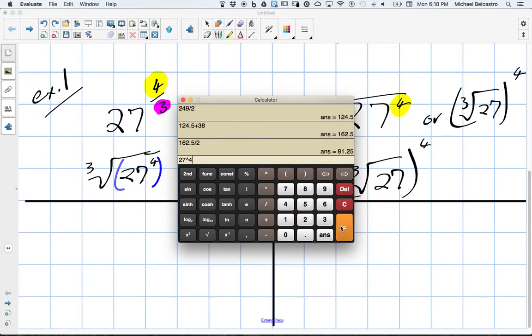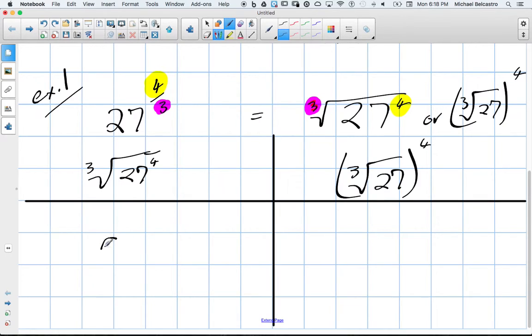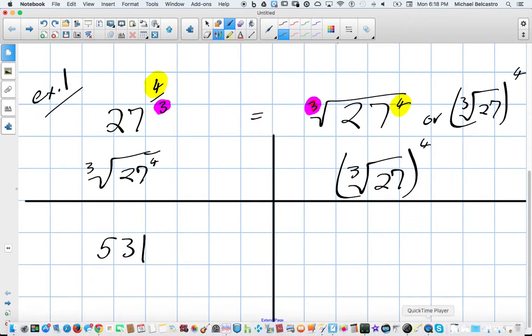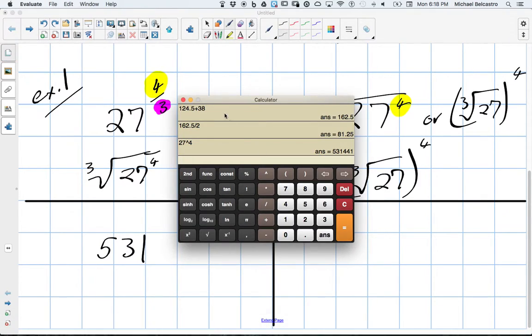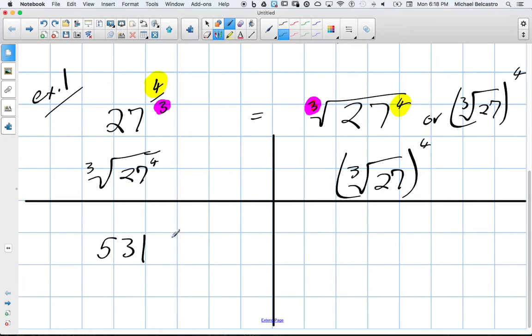27 to the power of 4, here's a number. 531,000. Got to get the rest of that. 441. Okay, and that's all to the third root after.